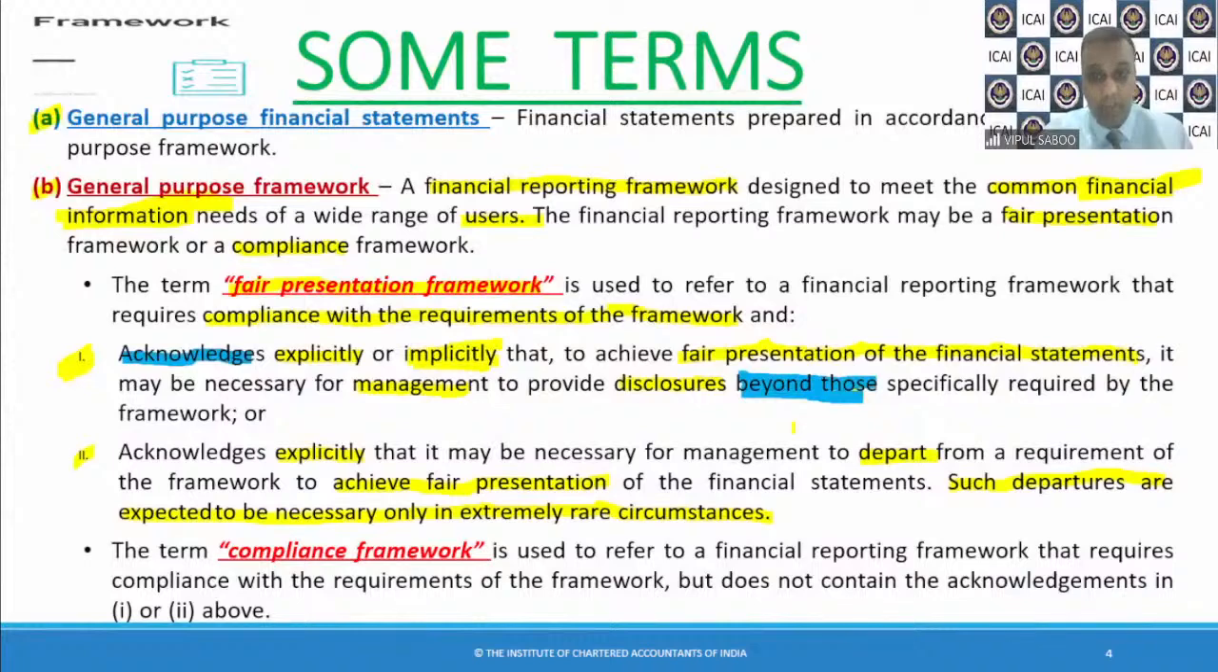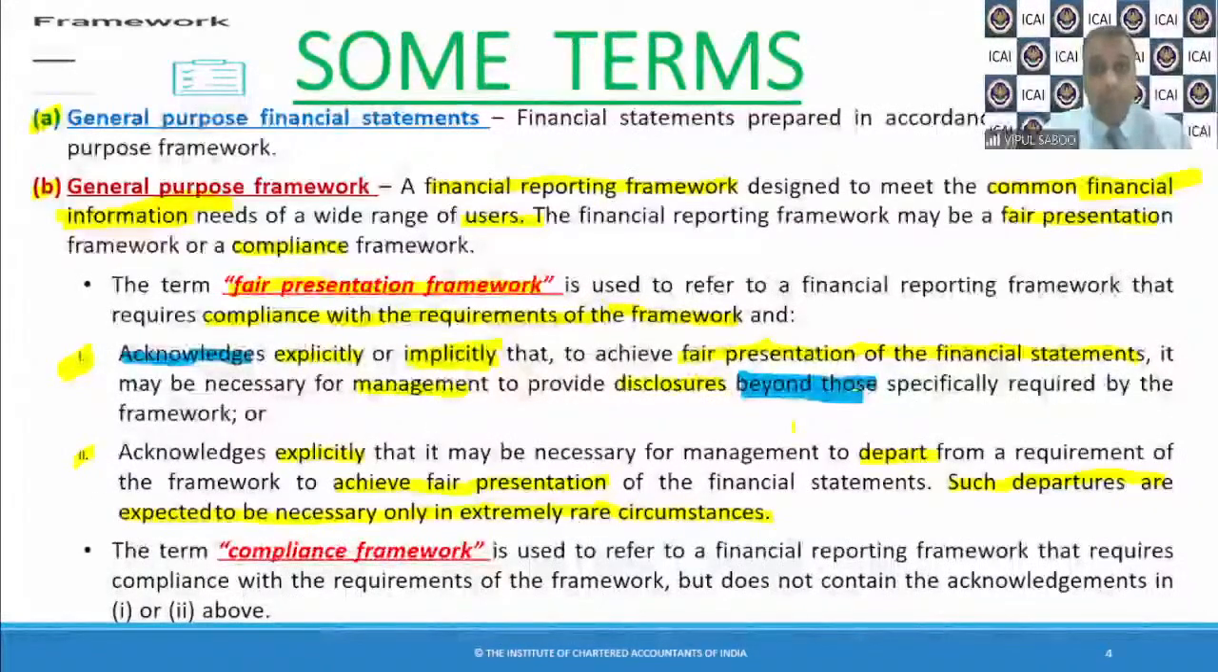Or if there are such departures, we have to comply with those departures. We have to depart just because it is an extremely rare circumstance. A fire in the factory, a natural disaster. These could be some of the examples where you have to depart from the normal accounting provisions or principles to give a fair presentation.